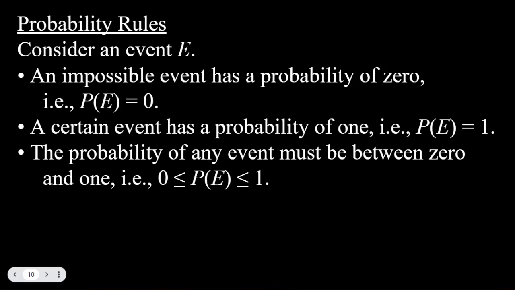The probability of any event must be between 0 and 1. So 1 is that it's guaranteed to happen, 0 is that it's impossible, but the majority of probabilities fall somewhere in between those two. So your probability of any event can't be less than 0 and also cannot be greater than 1.